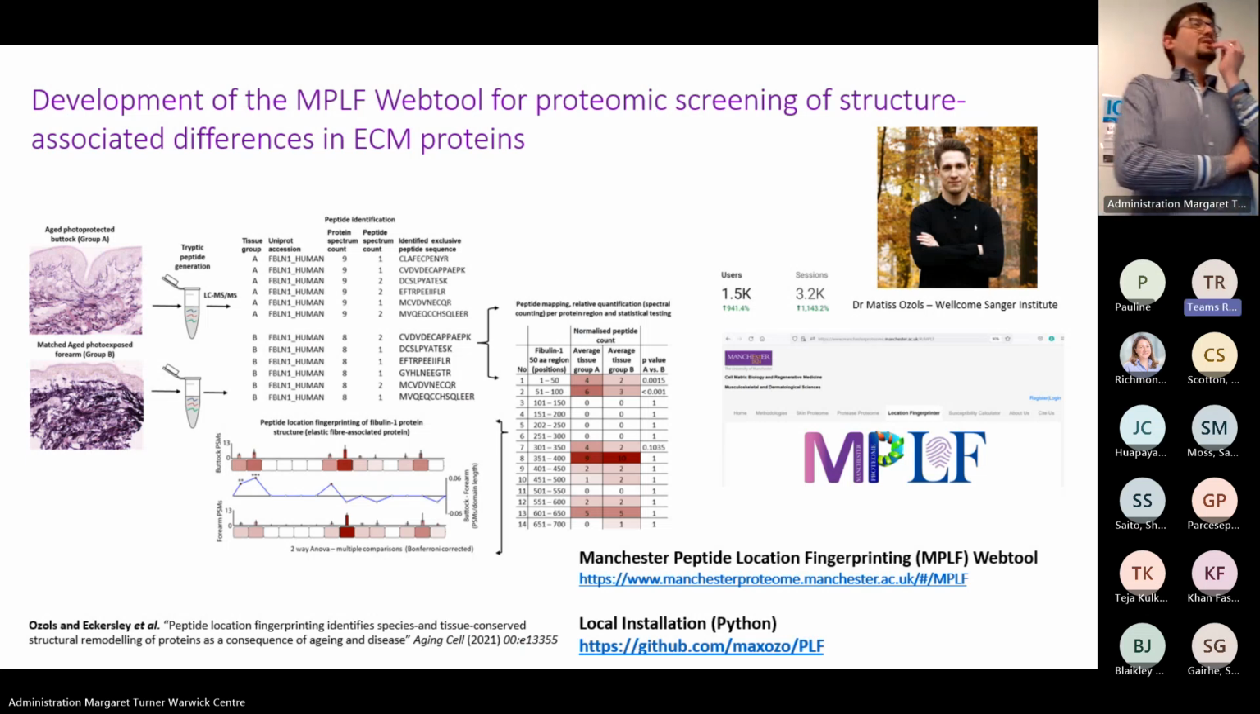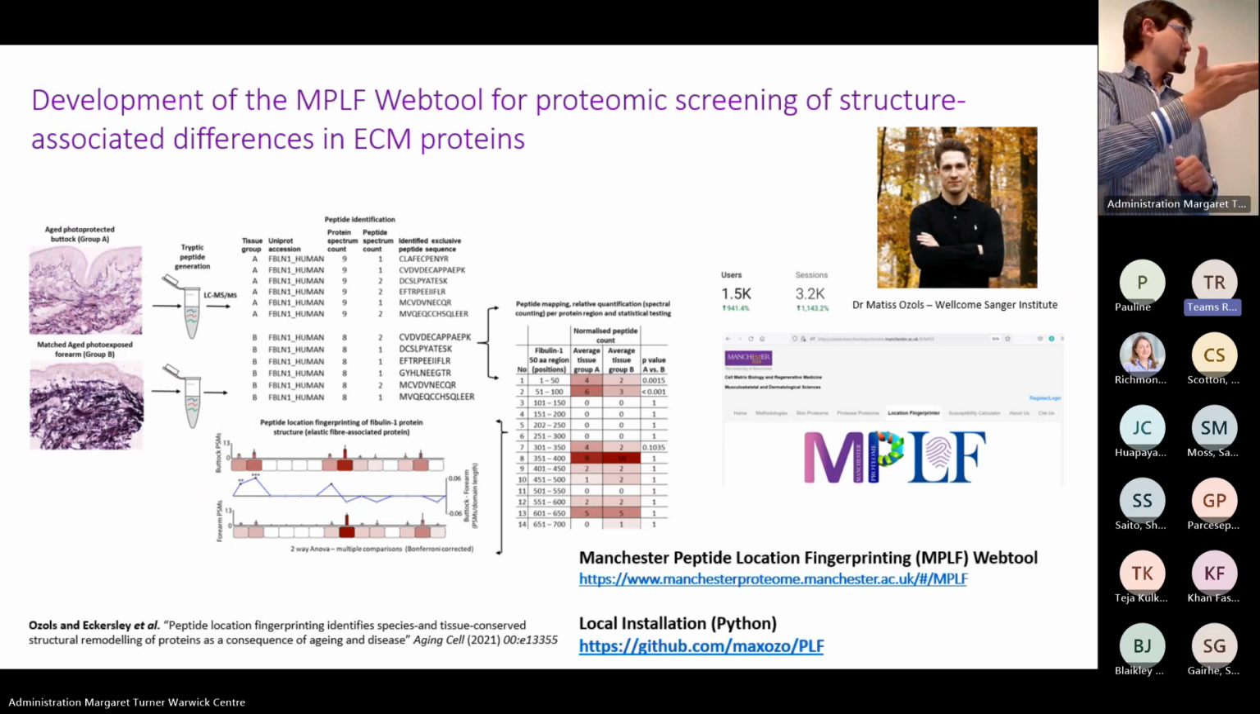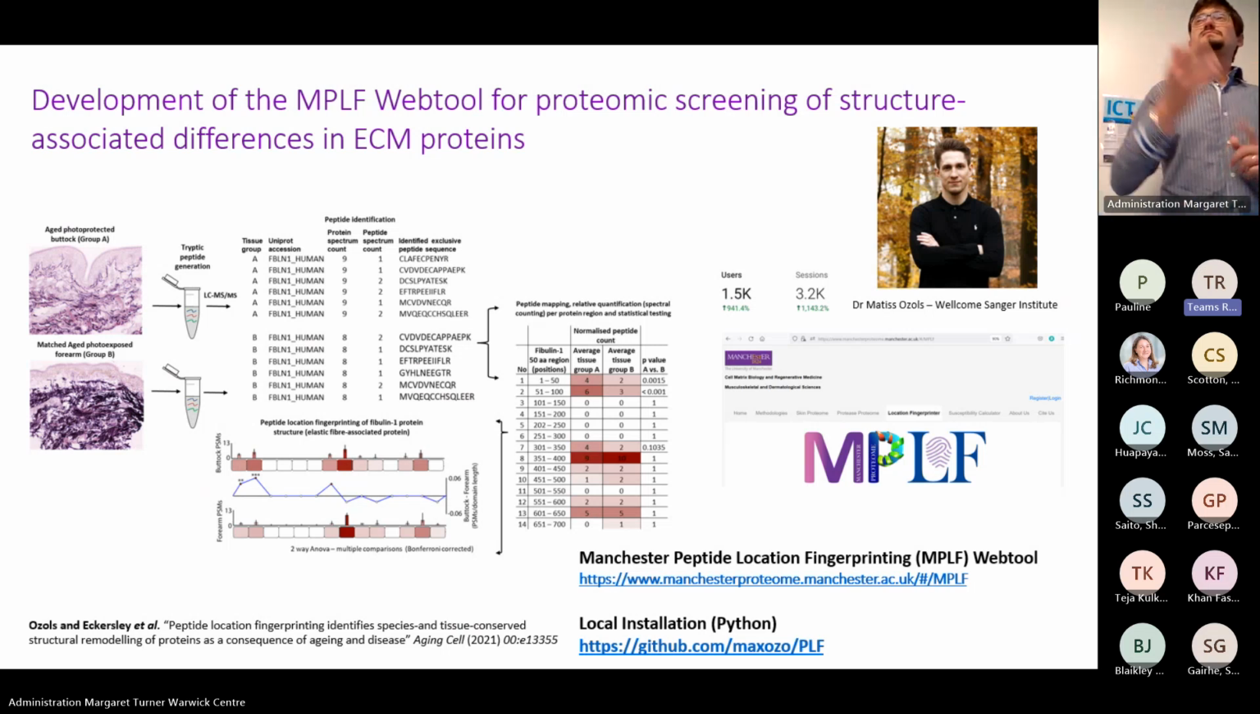Now, back then I had written a really simple Python script to map peptides and quantify them and statistically test them across a couple of proteins, but I needed to do this on a proteomic level, so every single protein in my whole sample. And I couldn't really do that. I didn't have the technical know-how or the software engineering skills to do this. So I got in contact with my good friend Matisse, who now works at Sanger. And I think one of you have worked with him before. So he essentially turned this concept into a web tool that's free to use.